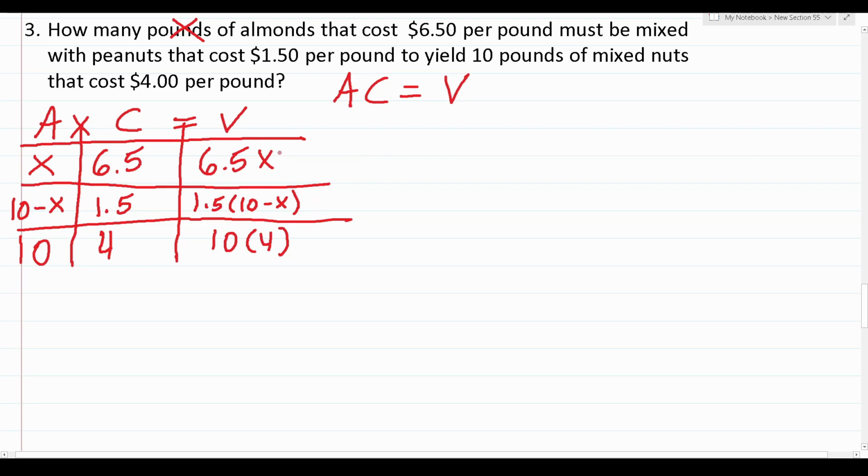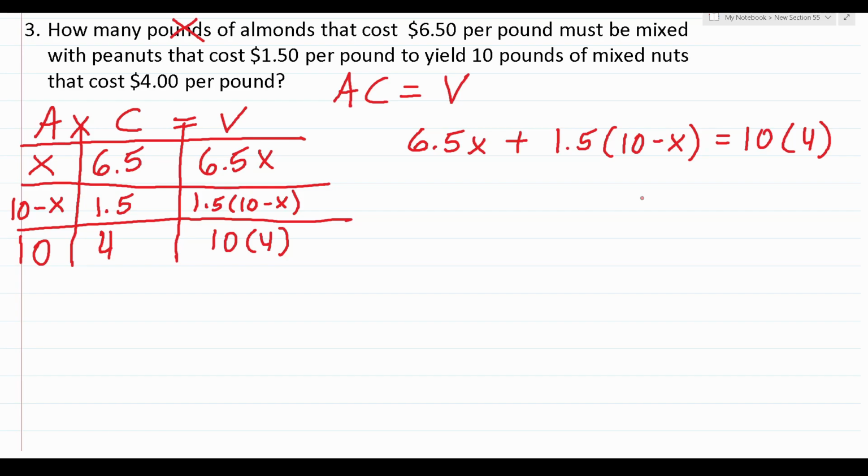We have to realize that the value of the almonds plus the value of the peanuts has to equal the value of the blend of both of them. So that looks like this. 6.5x plus 1.5 times 10 minus x has to equal 10 times 4. All right, so let's go ahead and work on simplifying this. Ultimately, our goal is to solve for x in this case. That is to say we want to get x by itself.